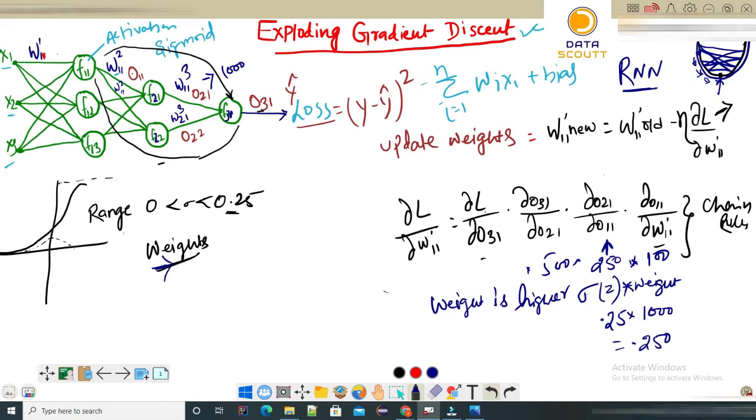So next question, can we solve this? Can we solve the exploding gradient descent problem? Yes, there are certain ways with which we can try to solve the exploding gradient descent problem. One of those is limiting the size of the gradient to a certain range. So we can try to limit the size of a gradient to a certain range.